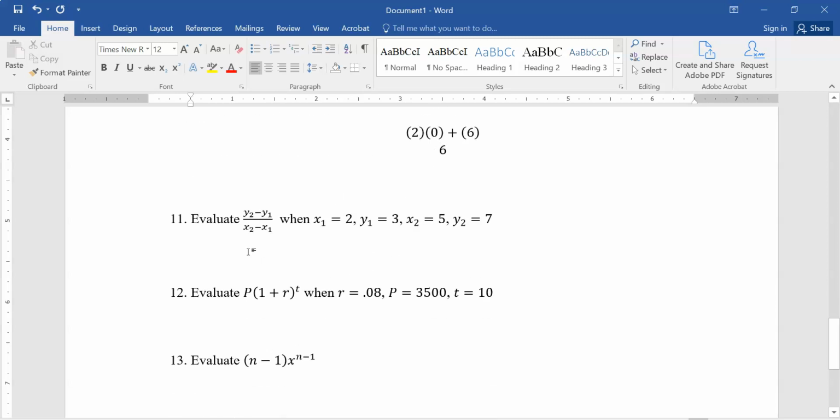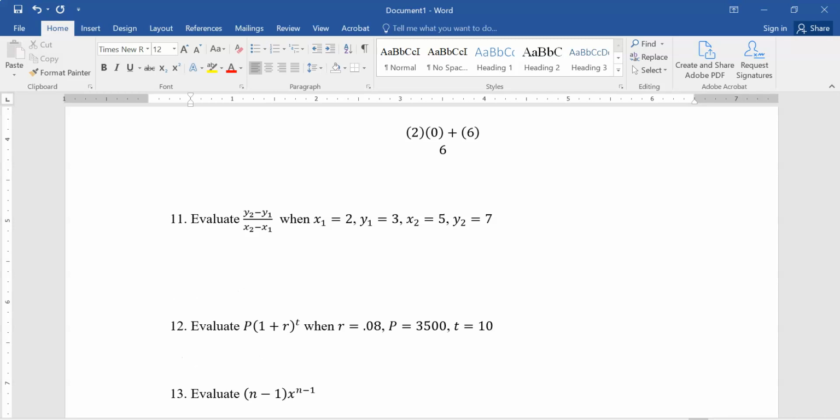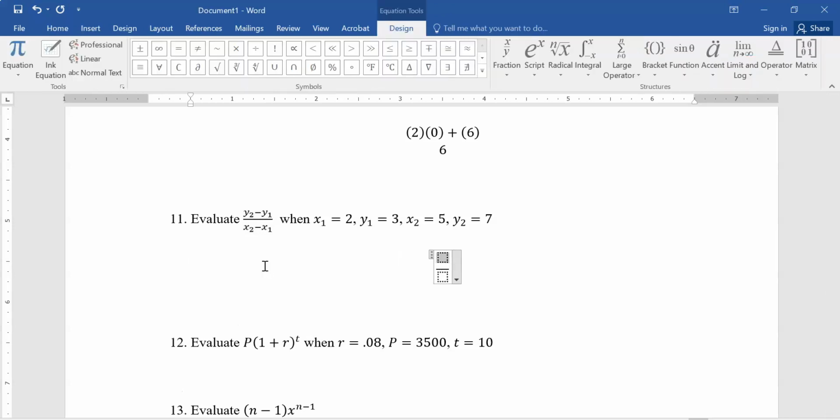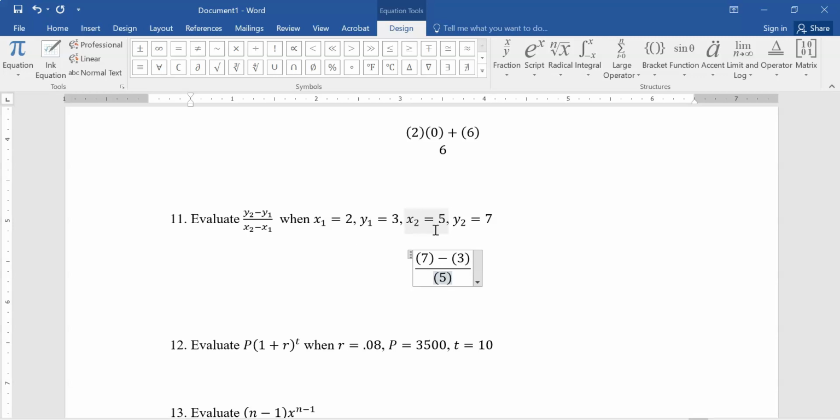Number 11 here. Number 11's an expression that we're going to deal with later: y2 minus y1 over x2 minus x1. So we're going to have a fraction. Y2 is the first number, that's 7, minus y1, which is a 3, all divided by x2, which is a 5, minus x1, which is the number 2.